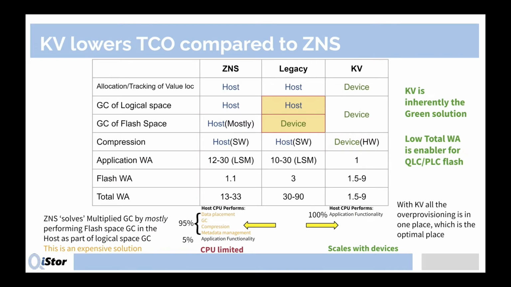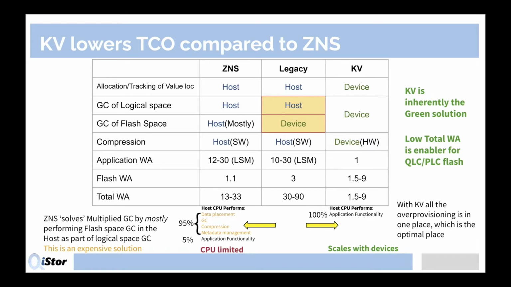So let's just, again, look at this from a slightly different angle. So we're familiar with the legacy solution here, where we have mapping systems on both the host and the device. And here, these boxes in yellow, these are where the issue is, because the host and the device are all doing their own thing, there's no coordination, and they multiply together. So if you look, the allocation and tracking of the value location in the legacy solution is done on the host. The host is garbage collecting its logical space. The device is garbage collecting its flash space. If you want to do compression, you have to do that on the host.